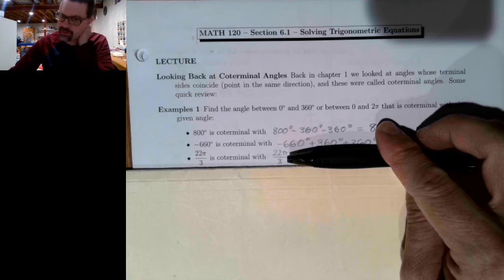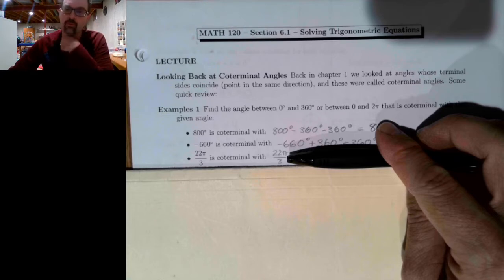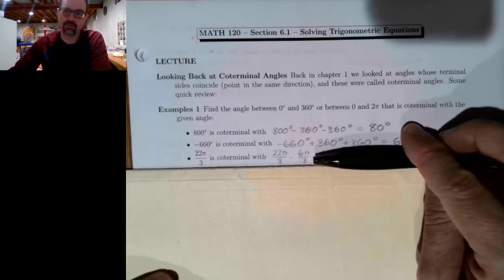So the denominator is 3, and if we want to add or subtract 2 pi, well, we need that to have a denominator of 3. And 2 pi, if we think of that as 2 pi over 1, multiply the top and the bottom by 3, so we would have 6 pi on top and 3 on the bottom. And that's equivalent to 2 pi, but with the same denominator.